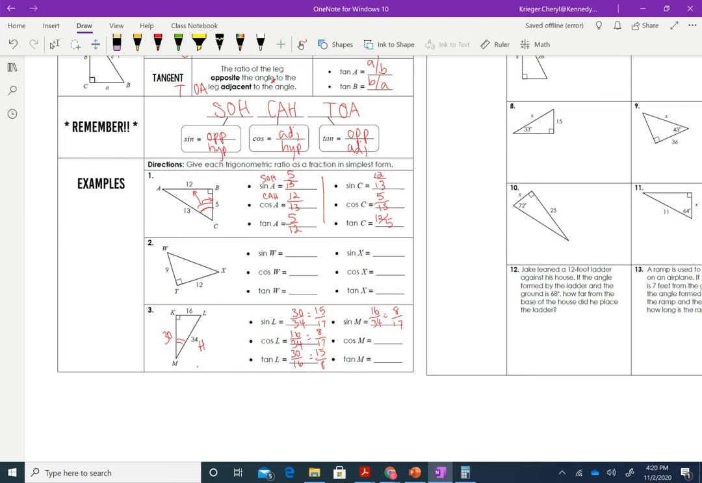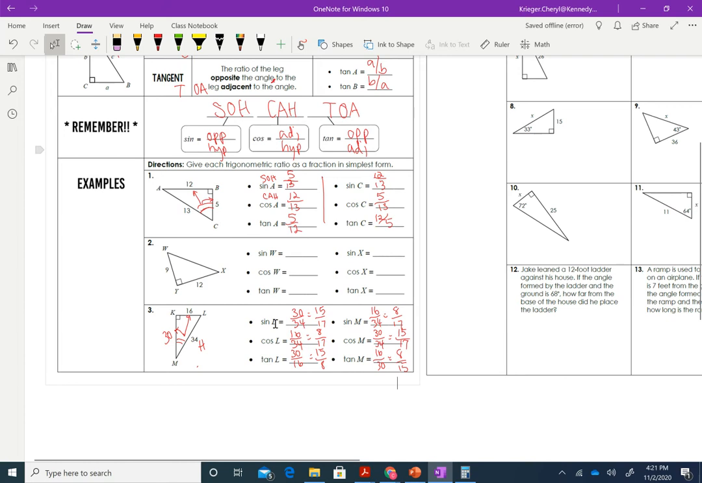Cosine is adjacent over hypotenuse, so 30/34, 15/17. Okay, and tangent is opposite over adjacent, so 16/30, which is 8/15. All right, so these are kind of impractical questions.